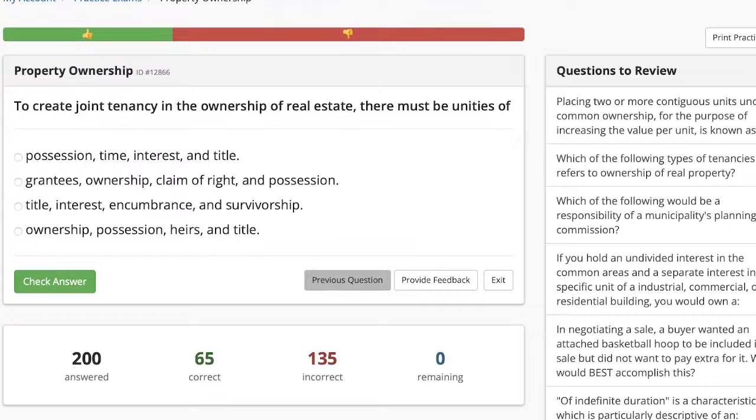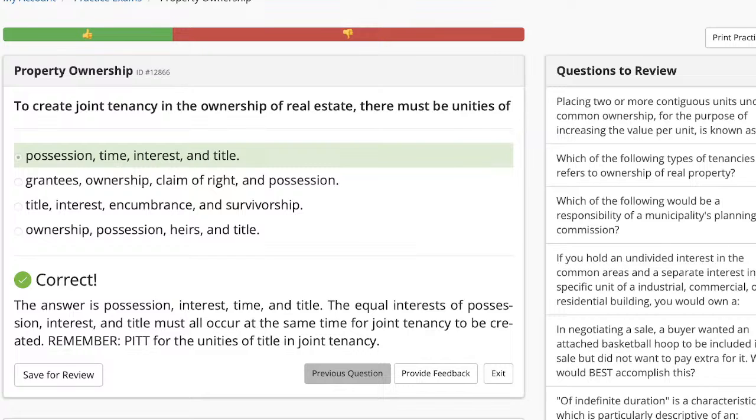Okay, joint tenancy. To create joint tenancy in the owners of real estate, there must be unities of A, possession, time, interest, and title. B, grantees, ownership, claim of right and possession. C, title, interest, encumbrance, and survivorship. Or D, ownership, possession, heirs, and title. What do you guys think? And the answer is A, time, title, interest, and possession for joint tenancy. TTIP. Tenancy in common just has unity of possession. Joint tenancy has time, title, interest, and possession.